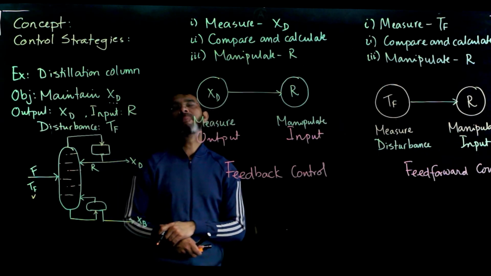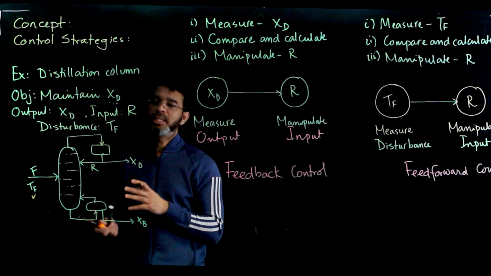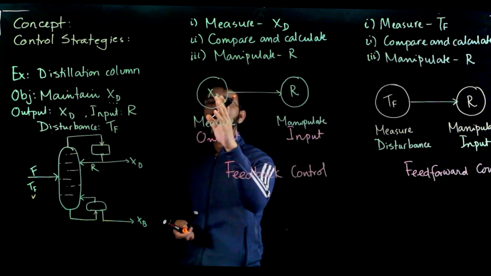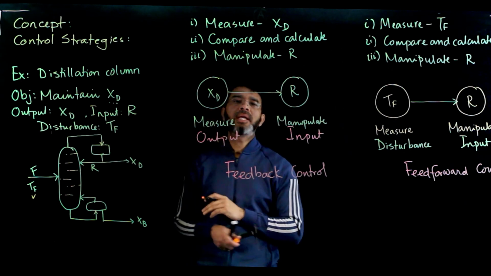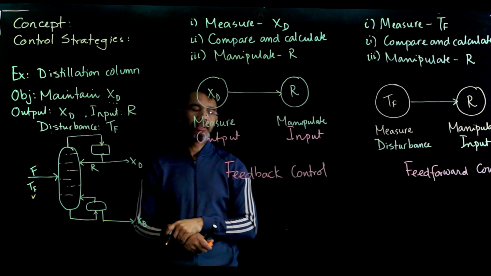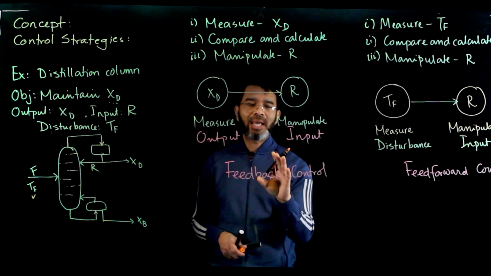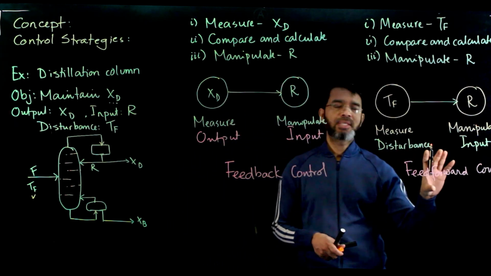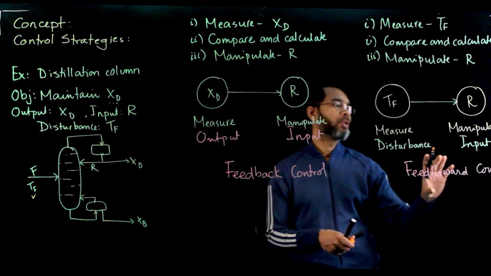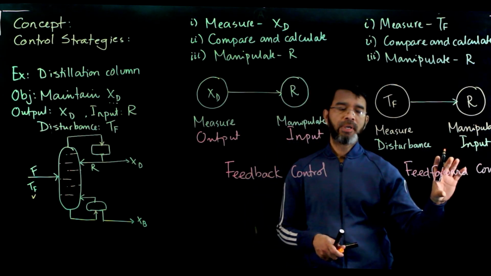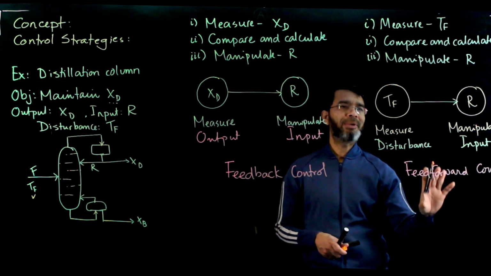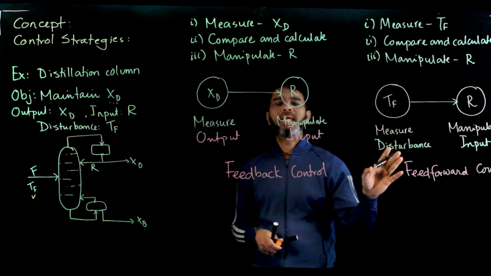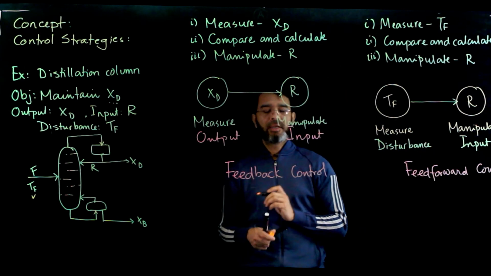However, there may be other variables that may cause a change in the output. So you always need to measure the output, and then based on that manipulate the input. So typically feedback control is the dominant control mechanism, but for many cases like this one, you may have to have feedforward control. Feedforward control typically is not applied by itself; rather, it's used along with feedback control.